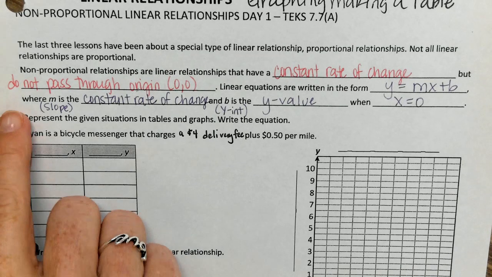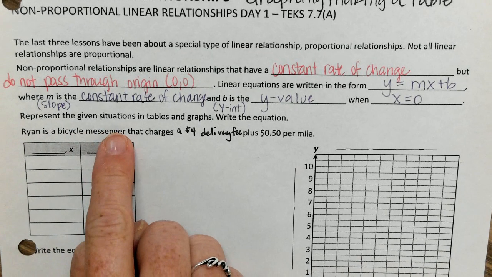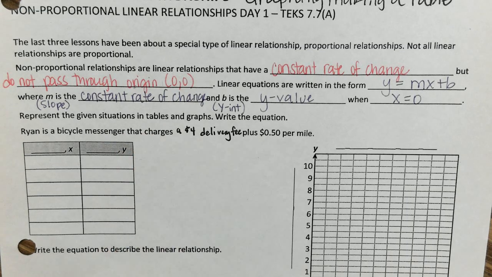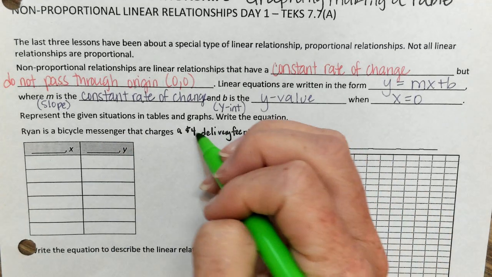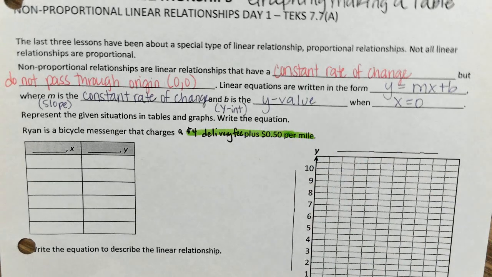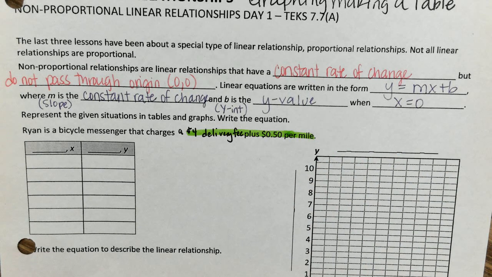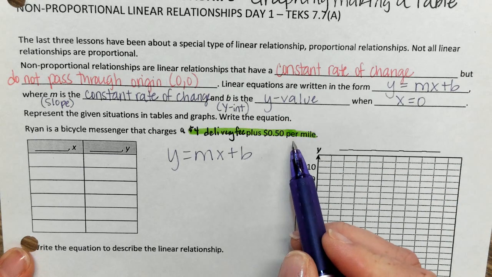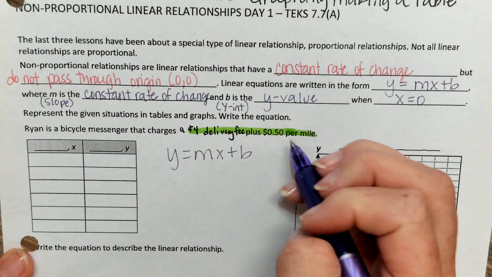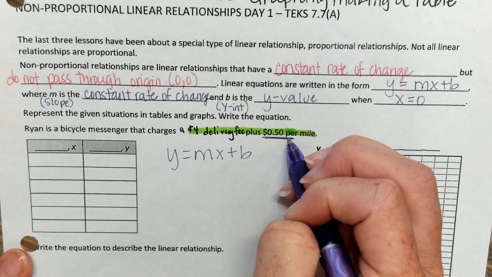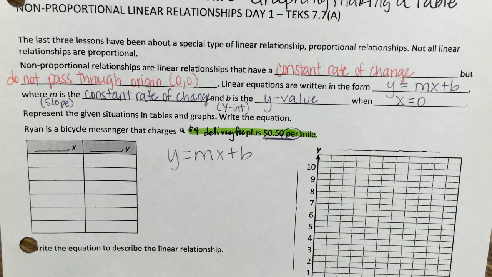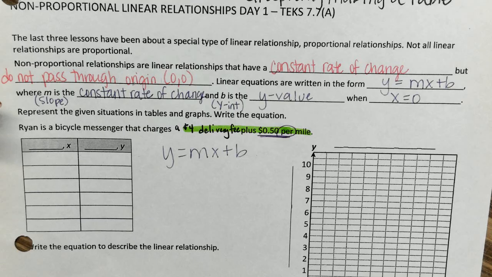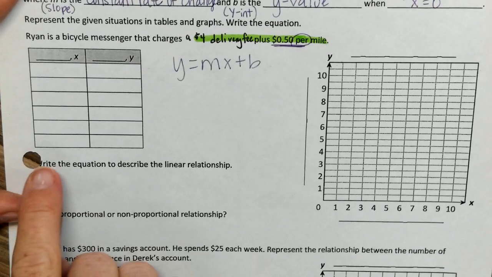It says, Ryan is a bicycle messenger that charges a $4 delivery fee plus 50 cents per mile. How would I write that in y equals mx plus b form? Y equals 0.5x plus 4. How did you know the 0.5 got the x? Because it was the rate and it was per what? Mile. Per mile.